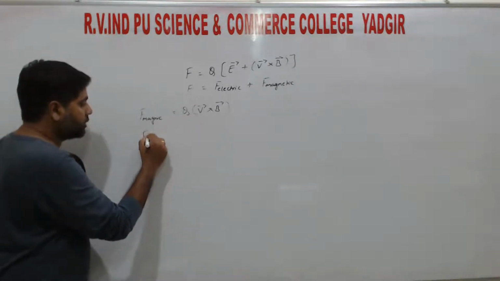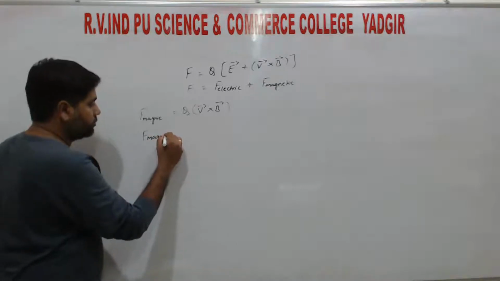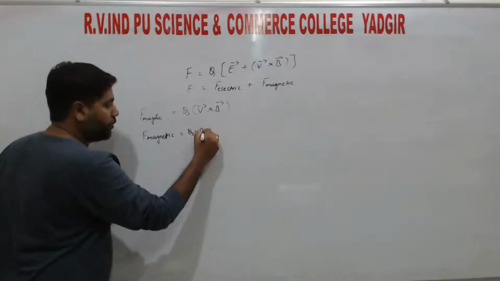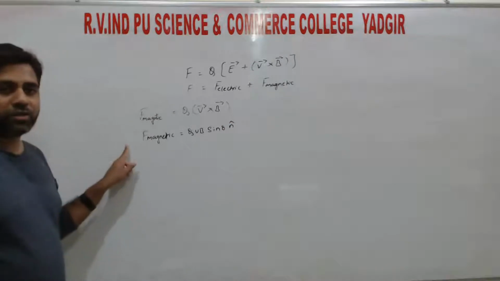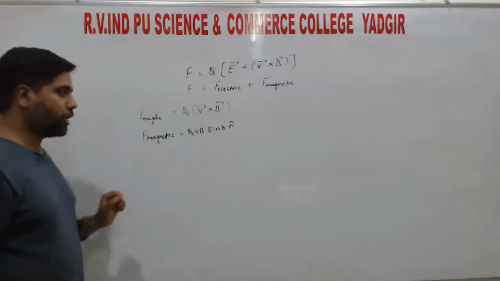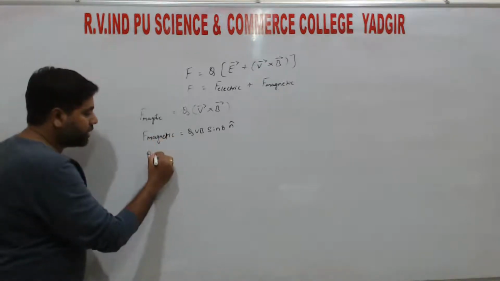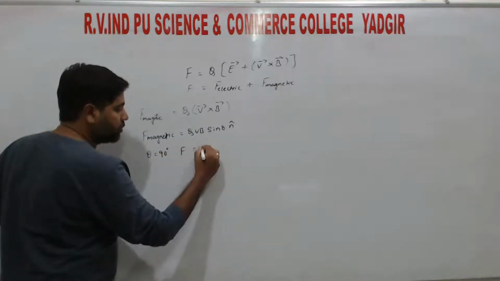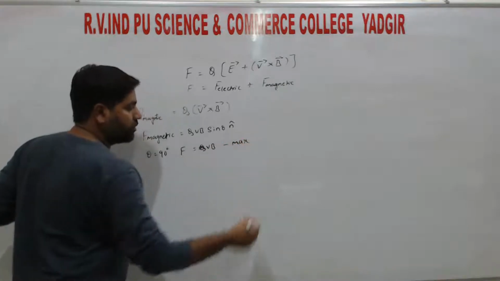We can also write this as F magnetic equals QVB sin theta into n cap, where n cap gives the direction of the force, right? This is from the definition of the cross product. The magnetic force is maximum when theta is equal to 90 degrees, and we get the maximum force QVB. We call this maximum, right?